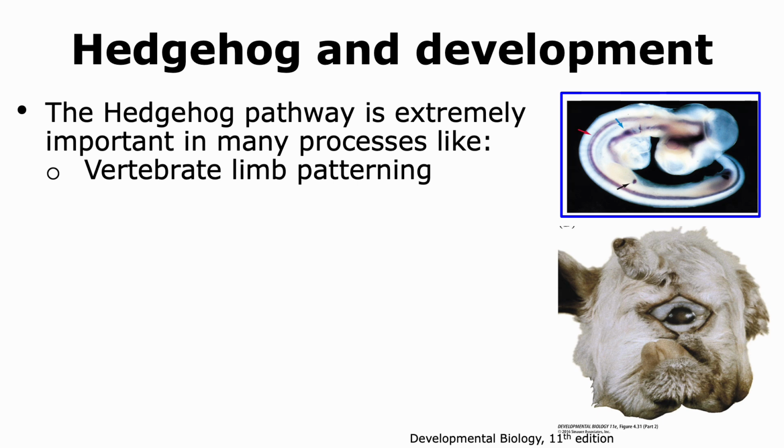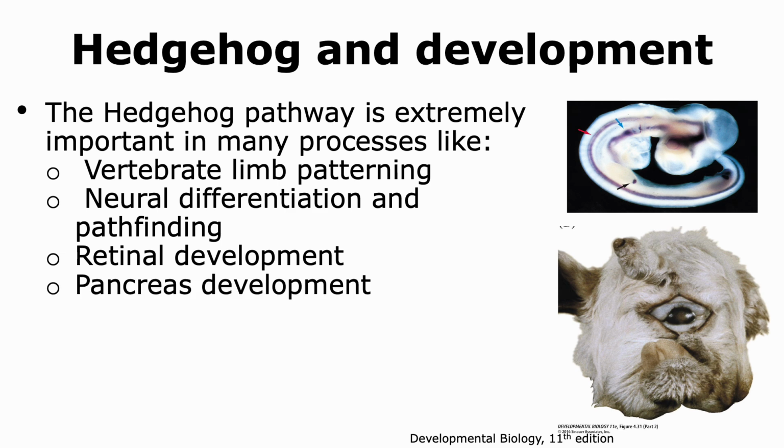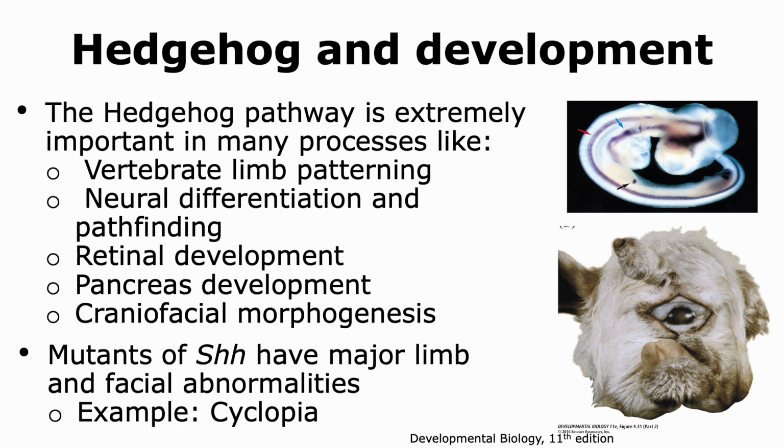Some of the processes that hedgehog plays a role in are vertebrate limb patterning, neural differentiation and pathfinding, retinal development, pancreas development, and craniofacial morphogenesis. Now, mutants of sonic hedgehog have been shown to have major limb and facial abnormalities, thereby suggesting its important roles in limb and facial development.